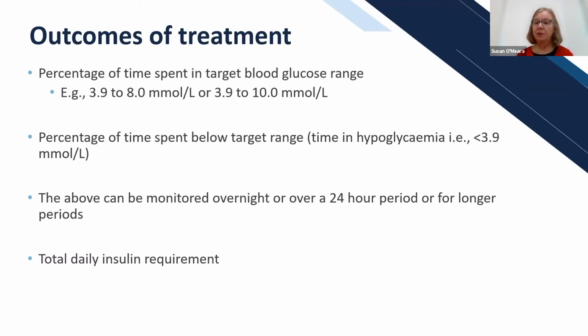A related outcome to that is the percentage of time spent below the normal range. In other words, time spent in hypoglycemia, where your blood sugar is too low. So that's less than 3.9 millimoles per litre. So the idea of interventions then is that the clinician wants to maximise the time spent in the target range or the normal range, but wants to minimise the time that the patient spends below the normal range, because, as I explained before, that can lead to real problems.